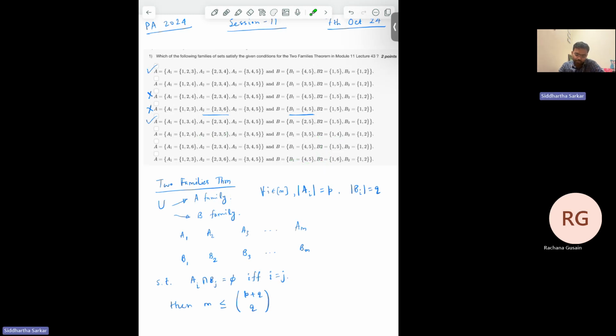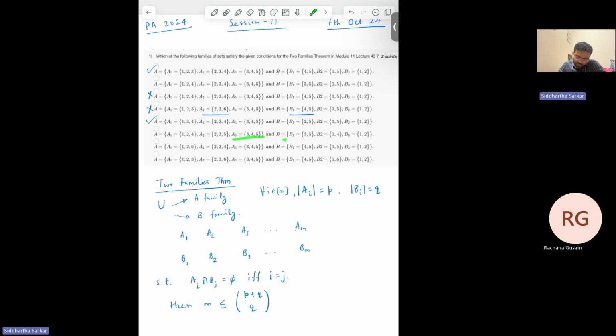Now let's look at A2 and B1. So 3 and 5 are common. So that is as per the condition. Now let's look at A2 and B3. So 2 is common. So that is non-empty intersection. So that is as per the condition. Now let's look at A3 and B3. Nothing common. It's following the condition.